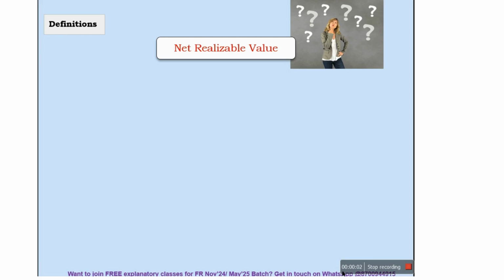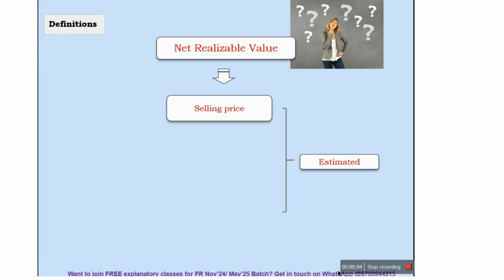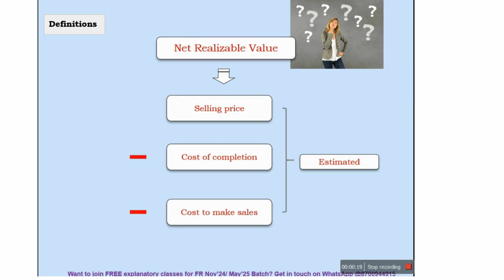Net realizable value is the selling price of inventory in the ordinary course of business minus the cost of completion. For example, the estimated cost to be incurred for converting semi-finished goods into finished goods, minus the cost to make the sale in the ordinary course of business. So in summarized form, we can say NRV is estimated selling price minus cost of completion less cost to make the sale.